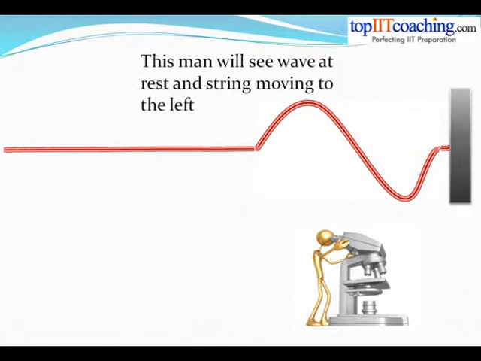Understood? I know this might sound a bit complicated initially, but think about it and you'll understand. And I'll repeat anyway. In this man's frame of reference, the string will be moving to the left with a velocity v, and the wave will be at rest. So this man will not even see the wave moving. He'll simply see the string moving like this towards the left.